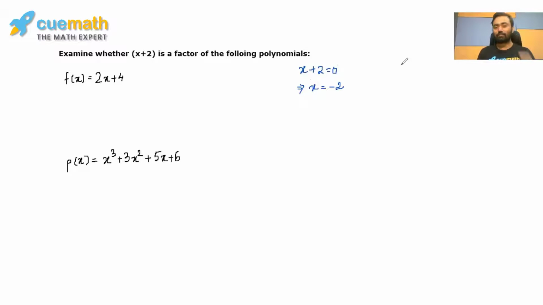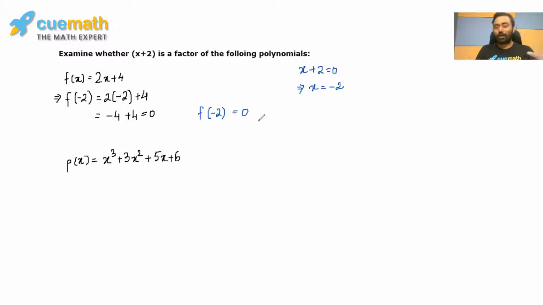Now we'll substitute this value of x one by one in each of these polynomials. Let's take the first one, f of x. So now in place of x, we are going to substitute negative 2. So f of negative 2 equals twice of negative 2 plus 4, which is going to become negative 4 plus 4, which is going to give us 0. So from here, we get f of negative 2 is equal to 0.